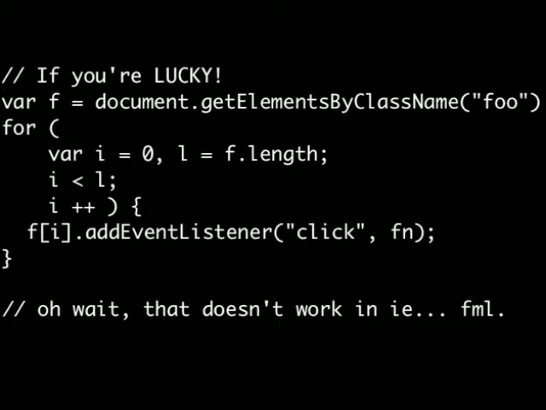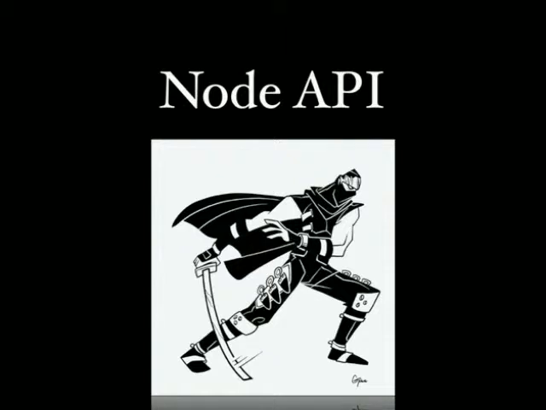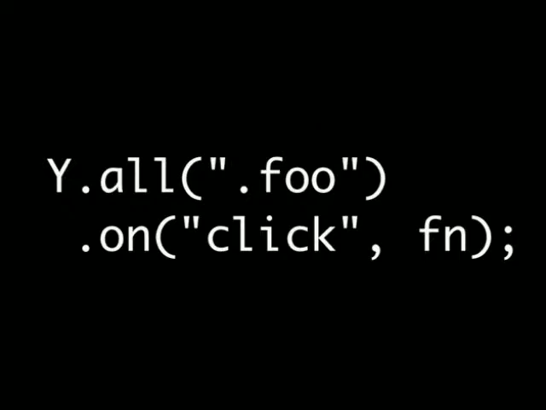By contrast, the Node API gets in there, gets done what you need it to get done, and just gets out of the way, and you really don't have to worry about it. This is the corollary to that blob of ugly garbage. Let me get all the things matching a .foo selector. On click, fire the function. Right? Works just like you think it should.